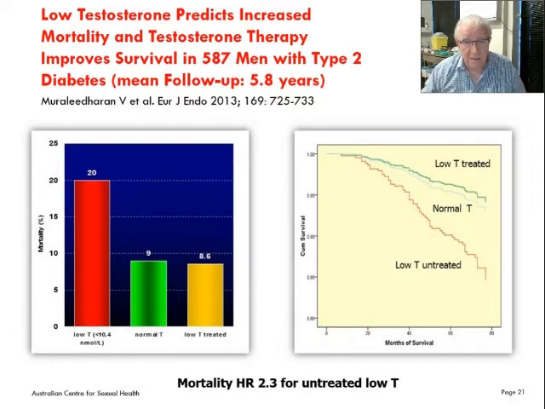This particular study, looking at men with type 2 diabetes, demonstrated that testosterone replacement therapy reduced mortality at 5.8 years by 50%, 20% versus 8.6%, which in fact approximates the mortality of normal controls. The differences between low treated testosterone, normal testosterone, and low untreated testosterone are nicely demonstrated in the Kaplan-Meier curve on the right-hand side of the slide, and the mortality hazard ratio for untreated low testosterone was high at 2.3.